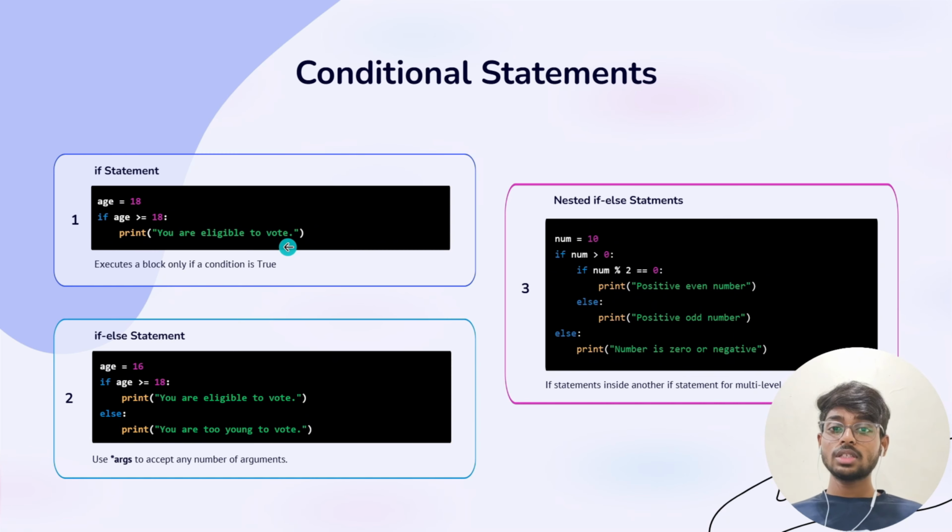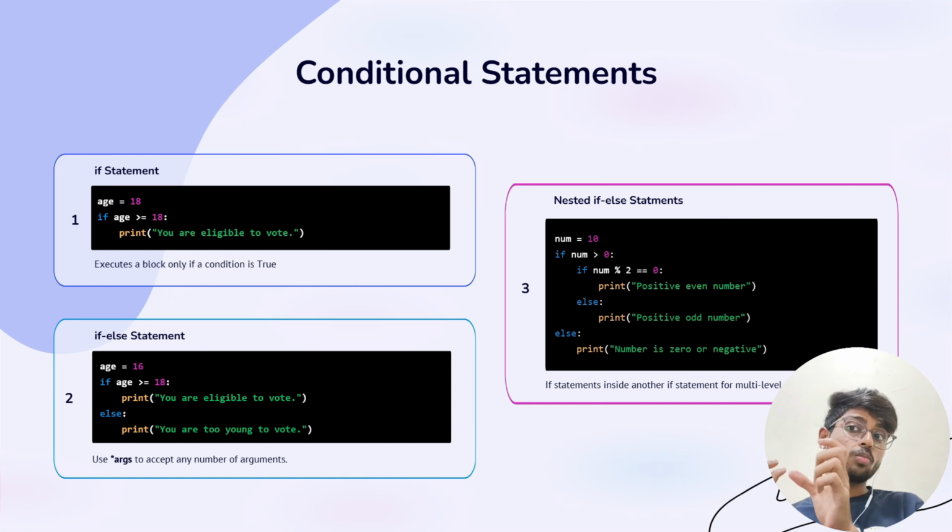Now, here comes a scenario where what we should do when your age is not greater than or equal to 18. Here comes the if-else statement. We initialized age equal to 16 and are checking whether age is greater than or equal to 18 or not. 16 is not greater than 18. So, this block is not going to be executed.